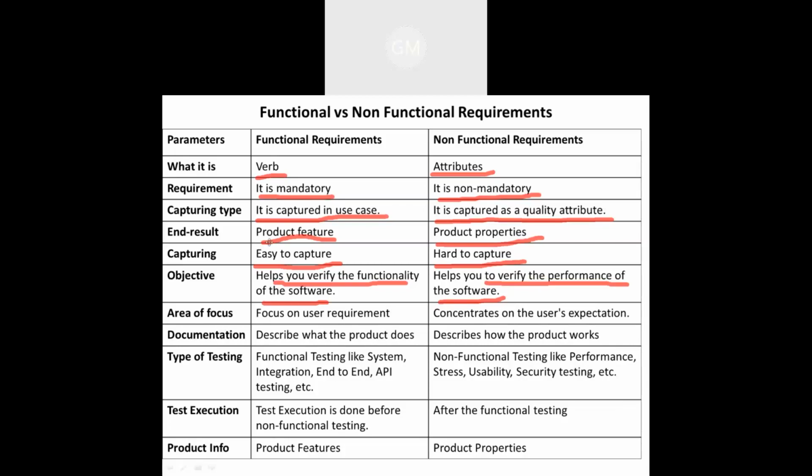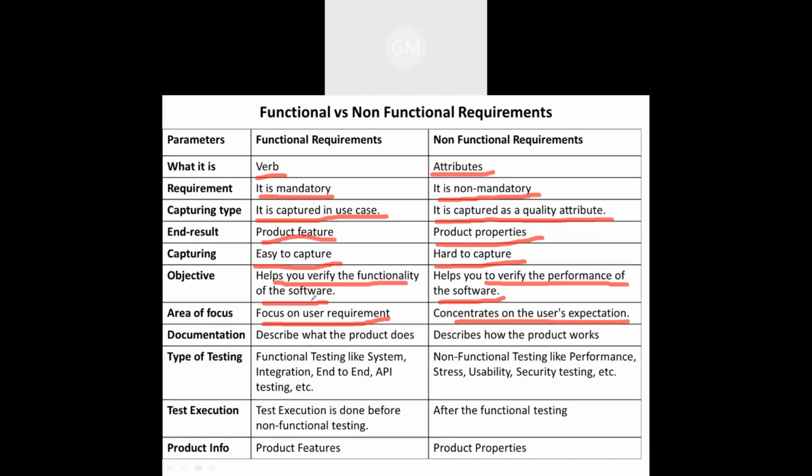Then in functional requirement, it is mainly focused on the user requirement, and in non-functional requirement, it is going to mainly concentrate on the user expectation. What is a user expectation? Mainly, the user expects that the particular software should be user friendly. It should be easy to handle, like that. These are the attributes which are going to be considered.